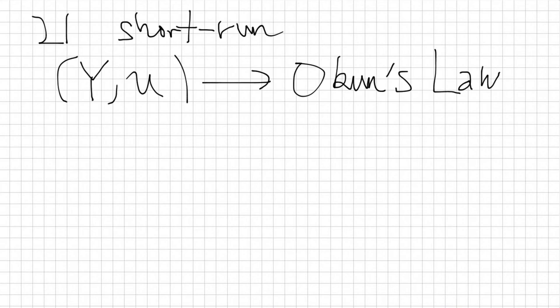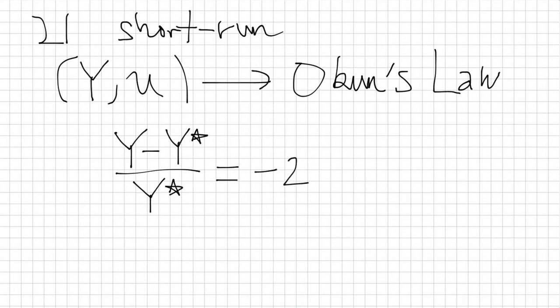Let's talk about how this book specifies Okun's law. And I'm going to write down the exact specification from the chapter. It is (y minus y star) over y star equals -2 times (u minus u star).